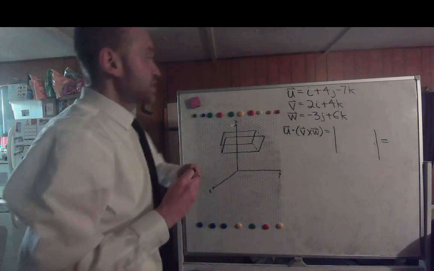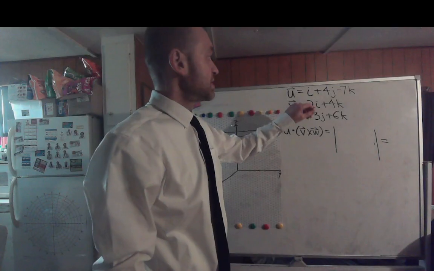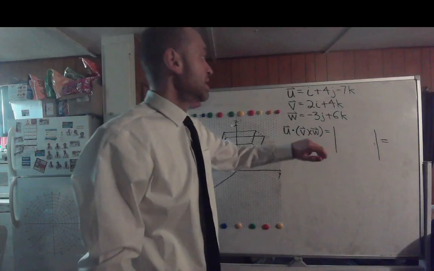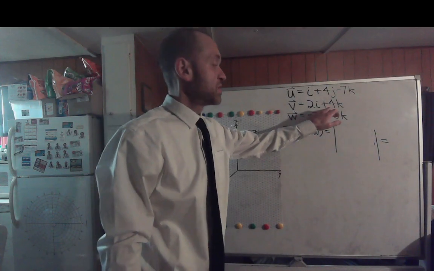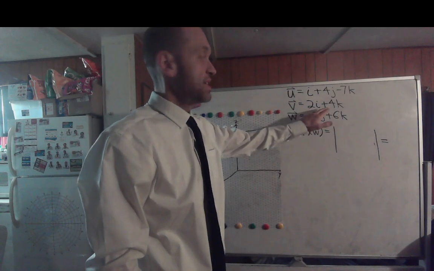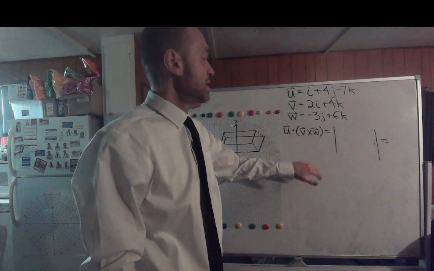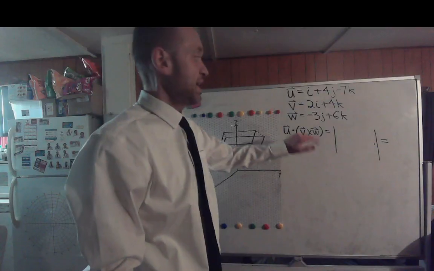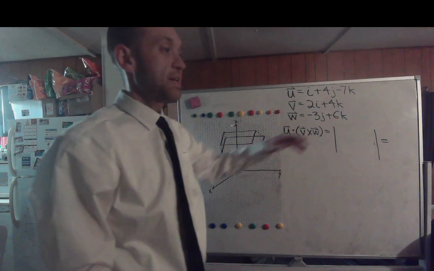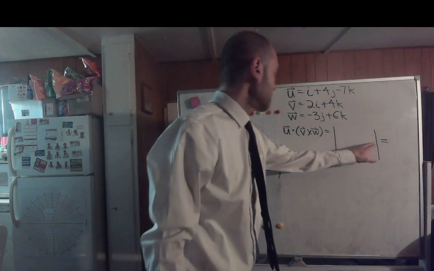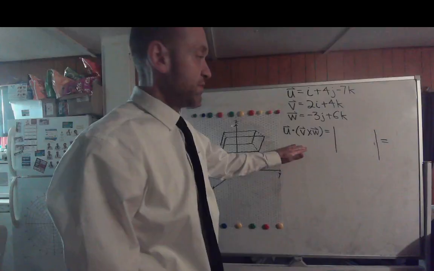Alright, so vector u has components of i plus 4j minus 7k. Vector v is 2i plus 4k, so notice it has no j, which means it has a 0 for your y component. And then vector w is negative 3j plus 6k. It has no i, so it has no x component. So we're going to take the triple scalar product of these three vectors.